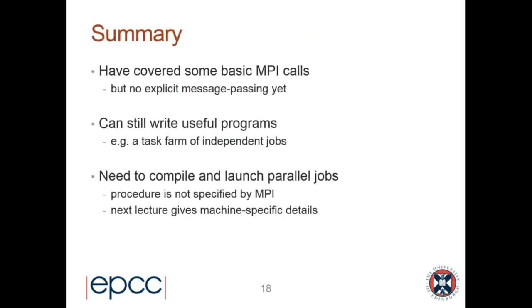So, summary. I'm slightly ahead of myself here because I've done some of this stuff before. We've covered some basic MPI calls. We can still write useful programs, but we need to compile and launch parallel programs. As I said, this is not specified by MPI. Normally I would go on to talk about the compiler calls and so on, but I've done that lecture slightly out of order, so that's slightly ahead of time.